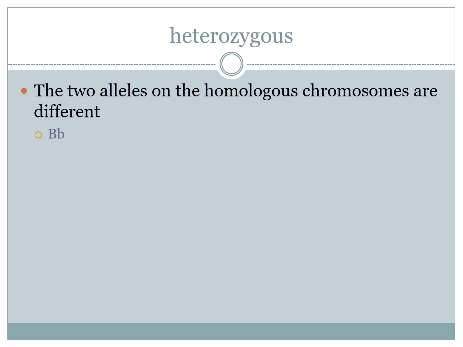An individual who is heterozygous has different alleles on each of the homologous chromosomes. For our eye color gene, this will be represented as an individual that has one capital B and one small b. Since brown eyes is the dominant trait, this individual would therefore exhibit brown eyes.